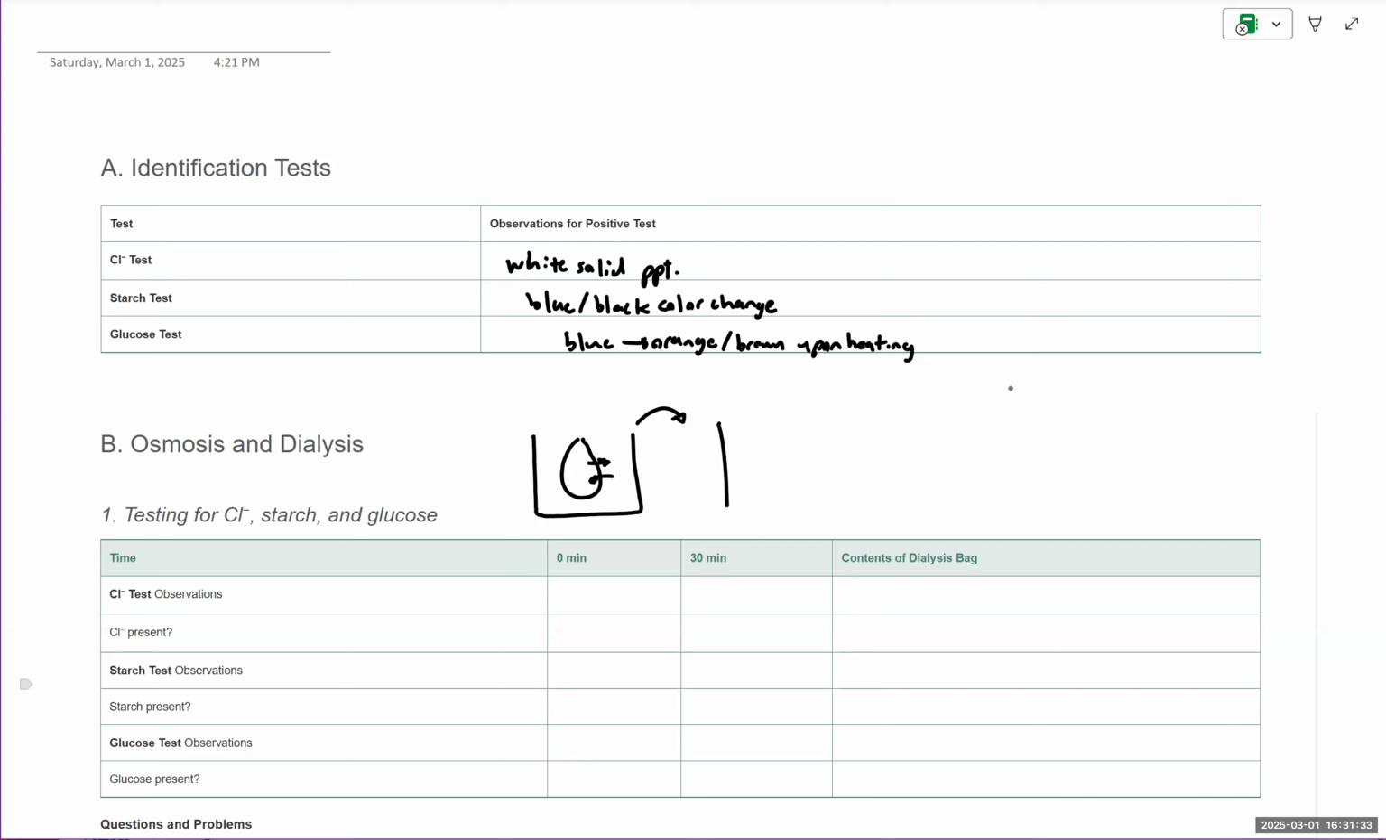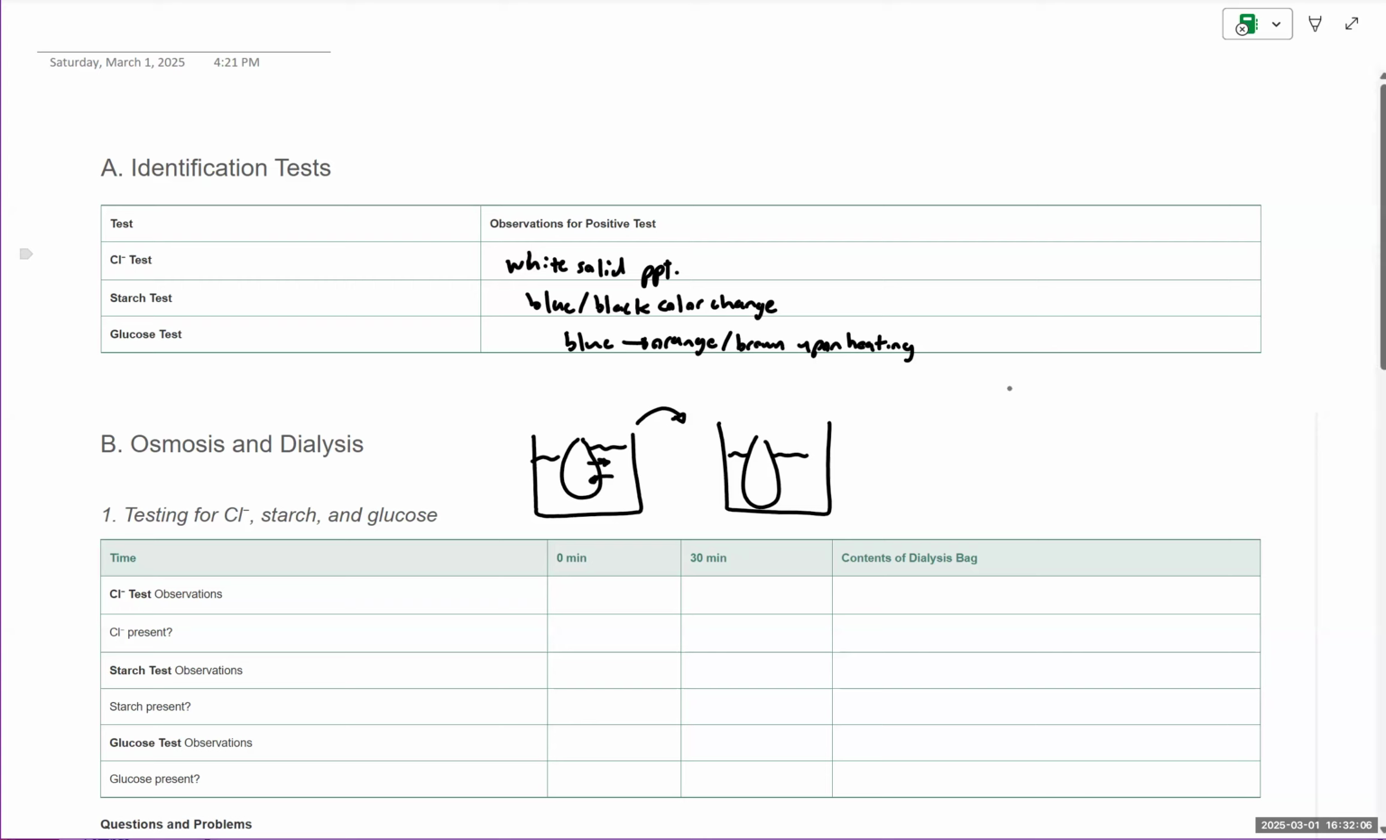We are going to monitor and observe over time what happens in terms of the composition and the types of soluble material found inside the dialysis bag and outside the dialysis bag. From this information, we can figure out what ions or other soluble or otherwise insoluble species can pass through the dialysis bag and which substances cannot pass through the dialysis bag.